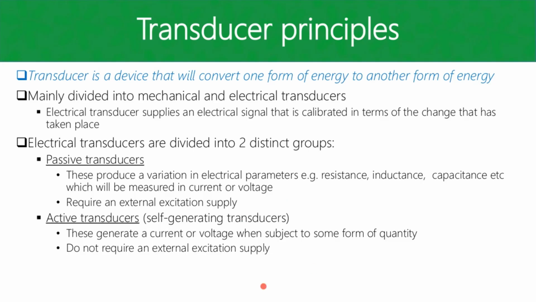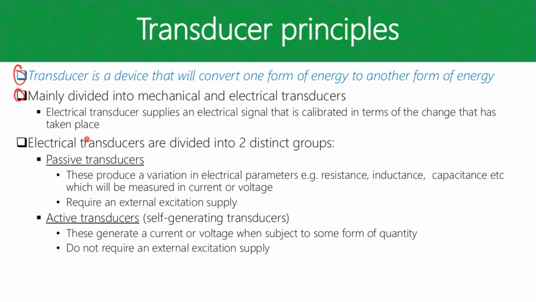Okay, so chapter 8 is transducers. A transducer is pretty much a device that will convert one form of energy into another form of energy. So for us in electrical engineering, essentially what we want to do is take something like temperature or force or displacement and change that into some form of electrical or electronic value that we can measure.